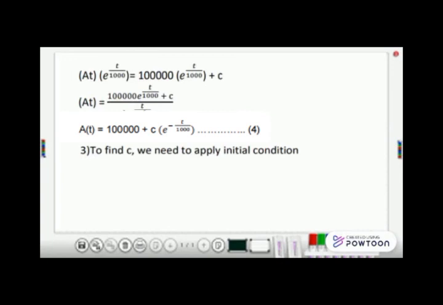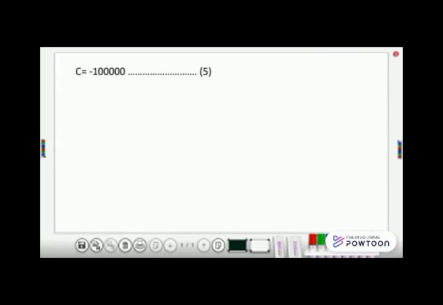To find C, we need to apply the initial condition A(0) equals 0. Then substitute A(0) equals 0 into equation 4. So A(0) equals 100,000 plus C times e to the power of negative 0 over 1000. Calculate and we will get C equals negative 100,000. Next, substitute C into equation 4. So, A(t) equals 100,000 minus 100,000 times e to the power of negative t over 1000.